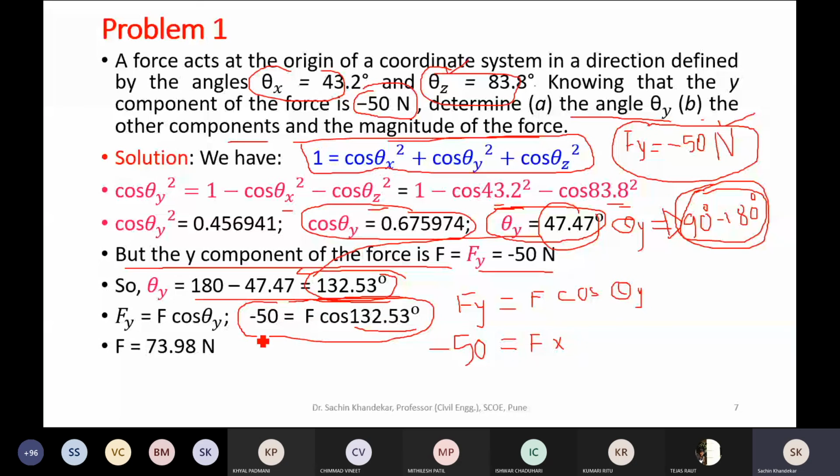After solving, we get the value of F. Of course, this is a magnitude, which is a scalar quantity, and a scalar quantity is always expressed with a positive sign. Cos of 132.53 is negative, so this negative sign and that negative sign ultimately become positive, and hence we got the magnitude of the force F as 73.98 Newton.